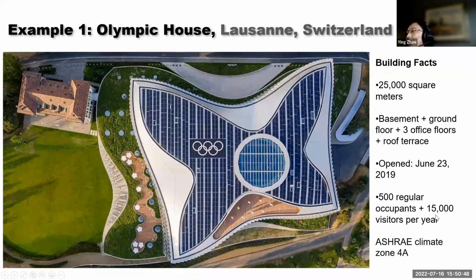These are the number of occupants. It's a medium-sized office. You can see from the picture they have a lot of PVs and a central atrium with skylights, and they have a very well designed envelope and good landscape design. Their climate zone based on ASHRAE is climate zone 4A, which is relatively cold, and humid in the summer.